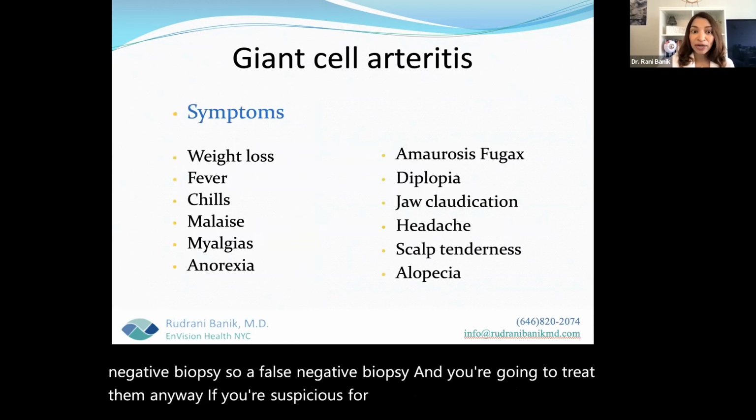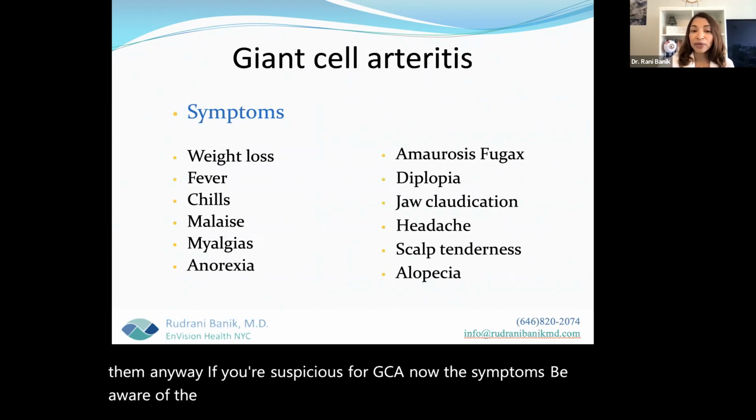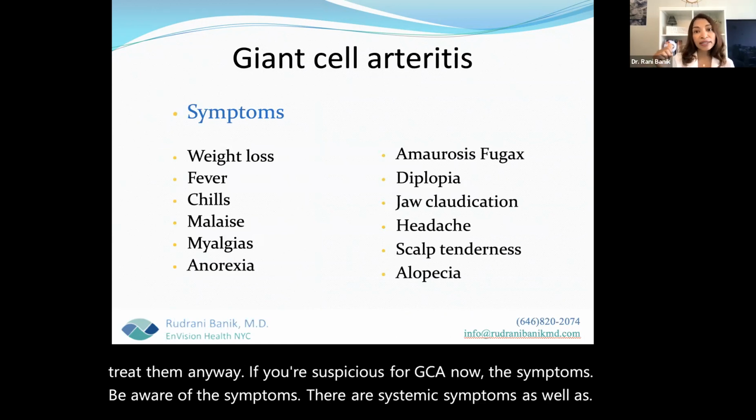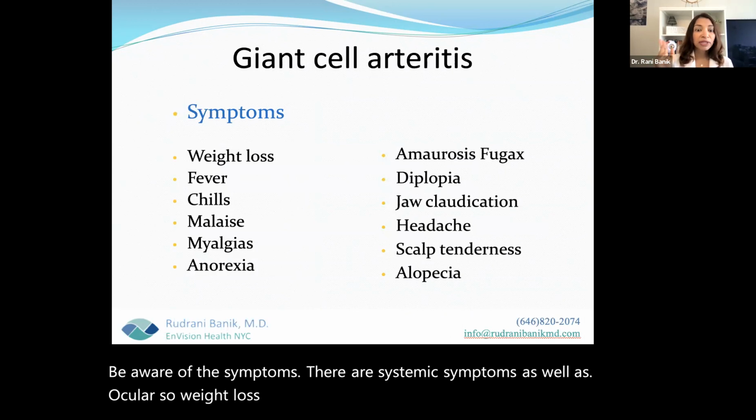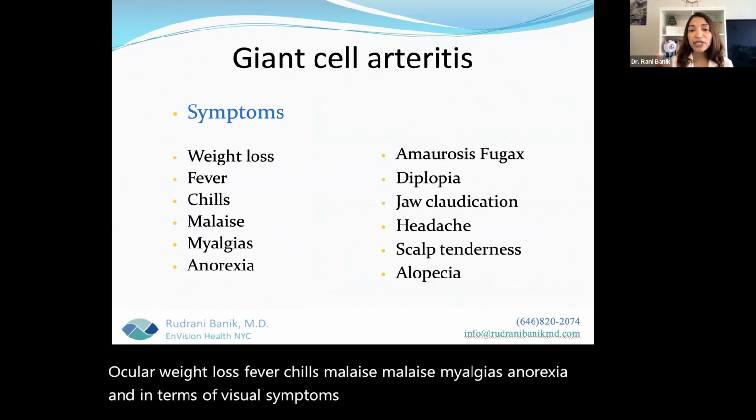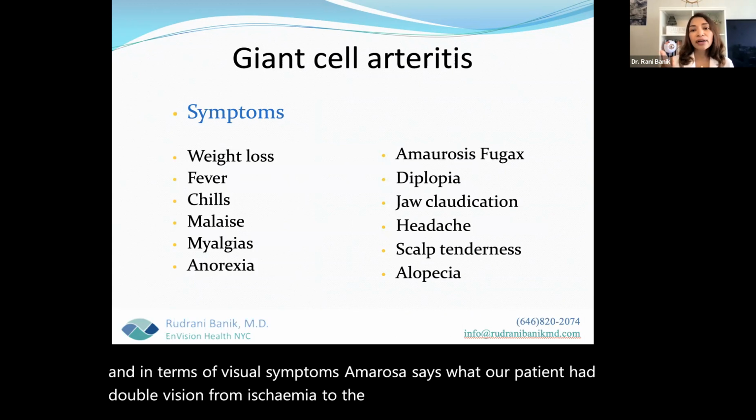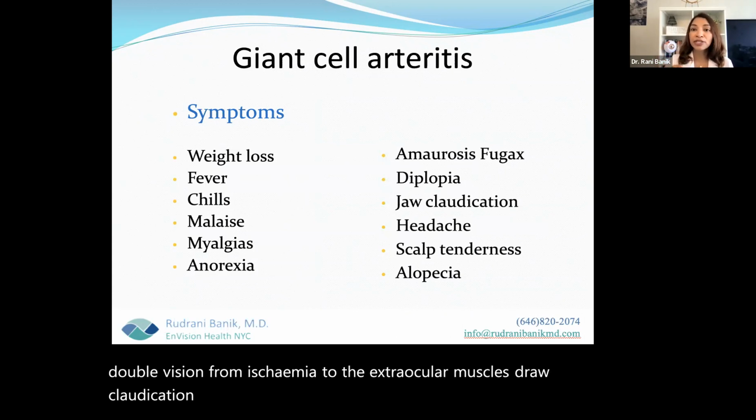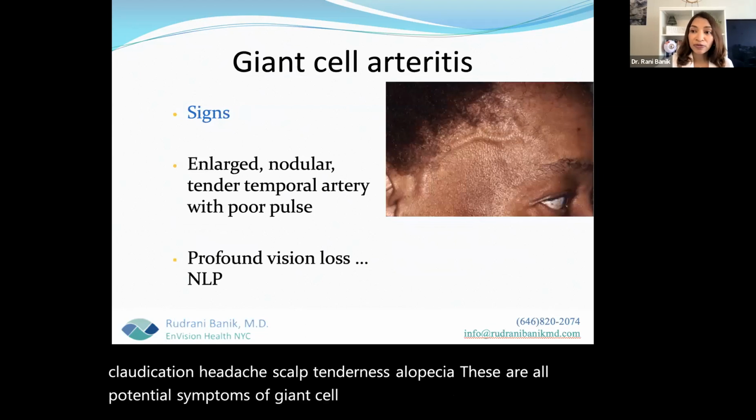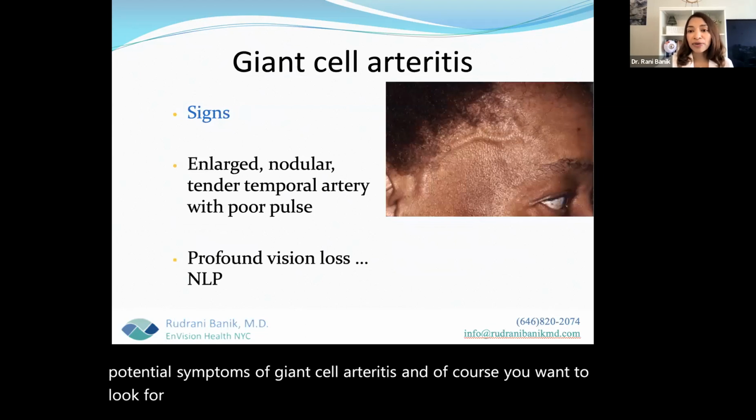Now, the symptoms, be aware of the symptoms. There are systemic symptoms as well as ocular symptoms. So weight loss, fever, chills, malaise, myalgias, anorexia. And in terms of visual symptoms, amaurosis, as what our patient had, double vision from ischemia to the extraocular muscles, jaw claudication, headache, scalp tenderness, alopecia. These are all potential symptoms of giant cell arteritis. And of course, you want to look for an enlarged temporal artery, a tender artery with a poor pulse.